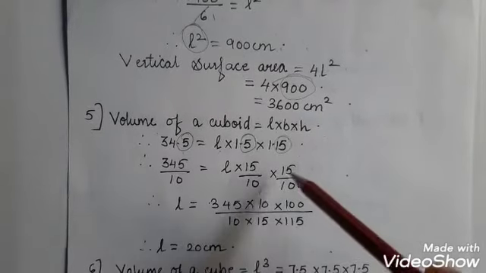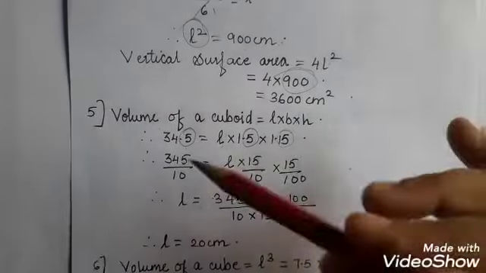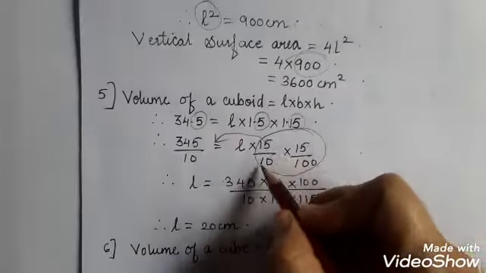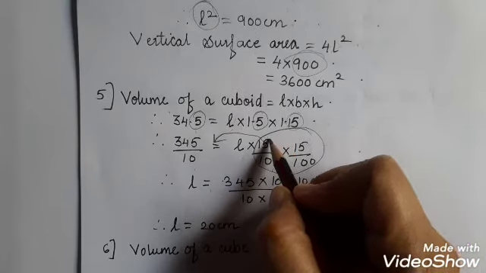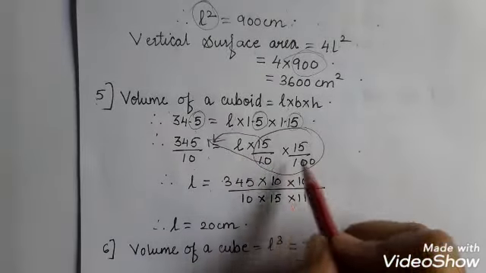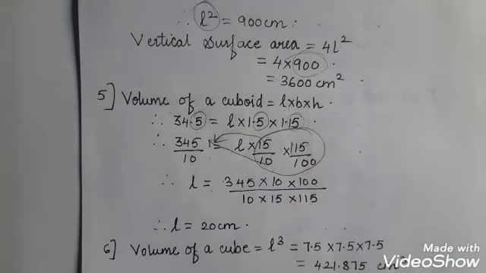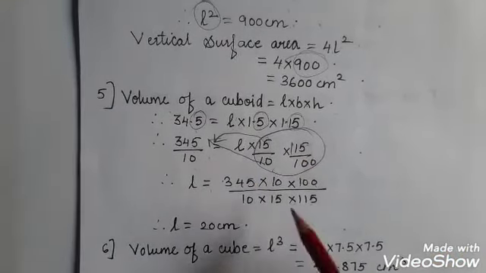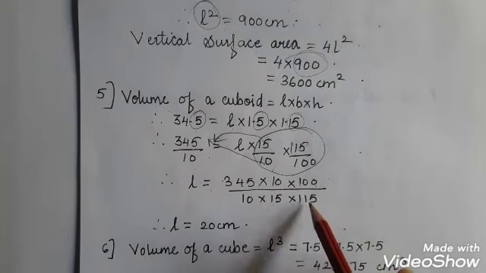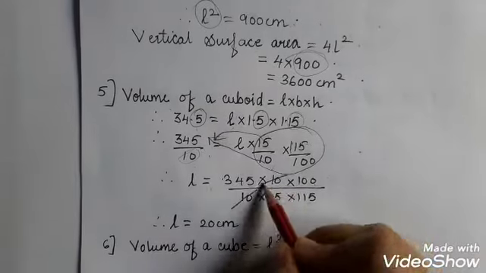Okay, therefore length is equal to, now I shift all the numbers to one side. So now 15 upon 10, the numbers in the numerator will go down into the denominator and the denominator terms will go into the numerator. So this 10 and 100 will go in the numerator, 15 and 115 will go in the denominator. So now 345 into 10 into 100 upon 10 into 15 into 115, because 10 is already here. So now cancel, 10 and 10 get cancelled.